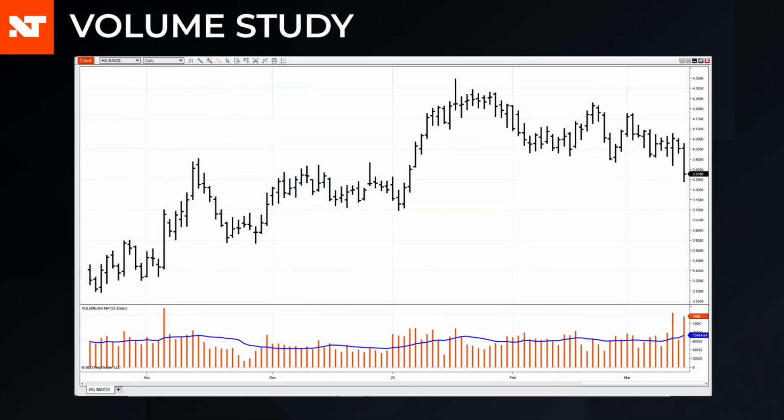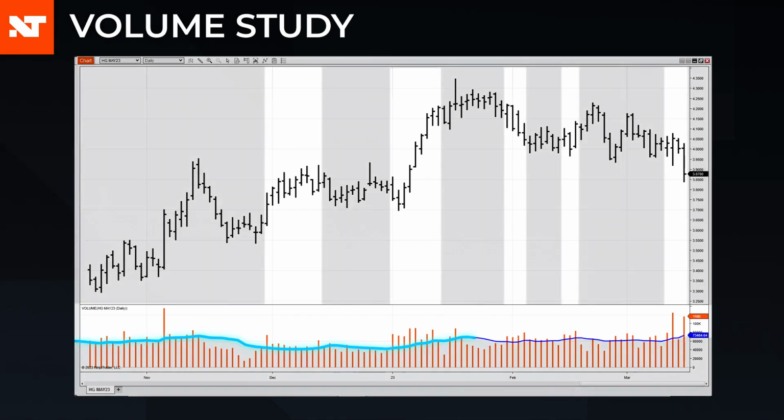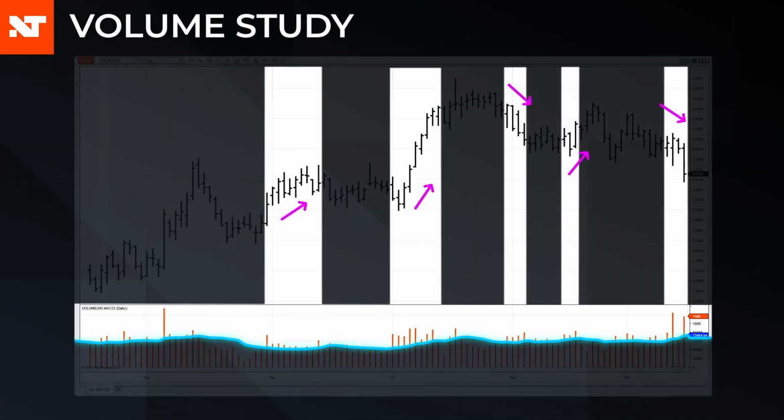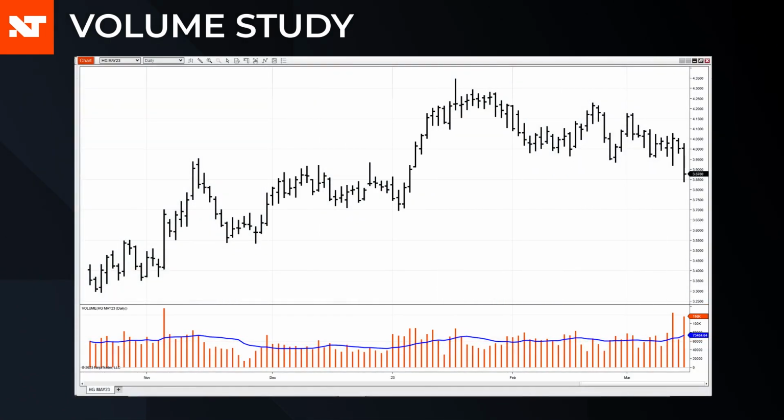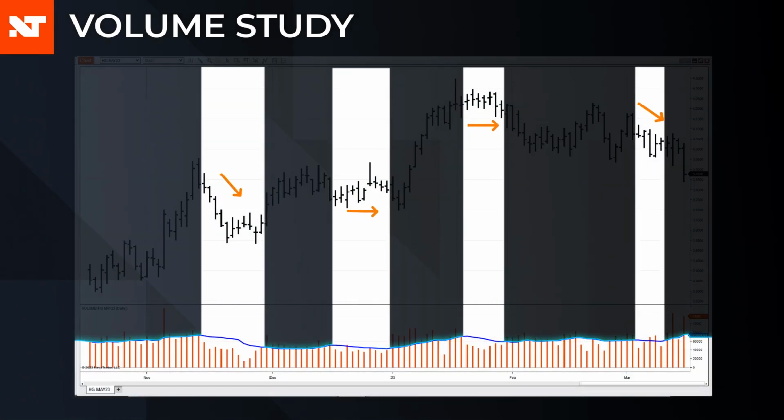You can also use a moving average of volume as your basis for comparison. If a price move occurs with higher than average volume, that move could be considered legitimate, whereas less than average volume indicates a move that doesn't have buy-in from traders or investors.